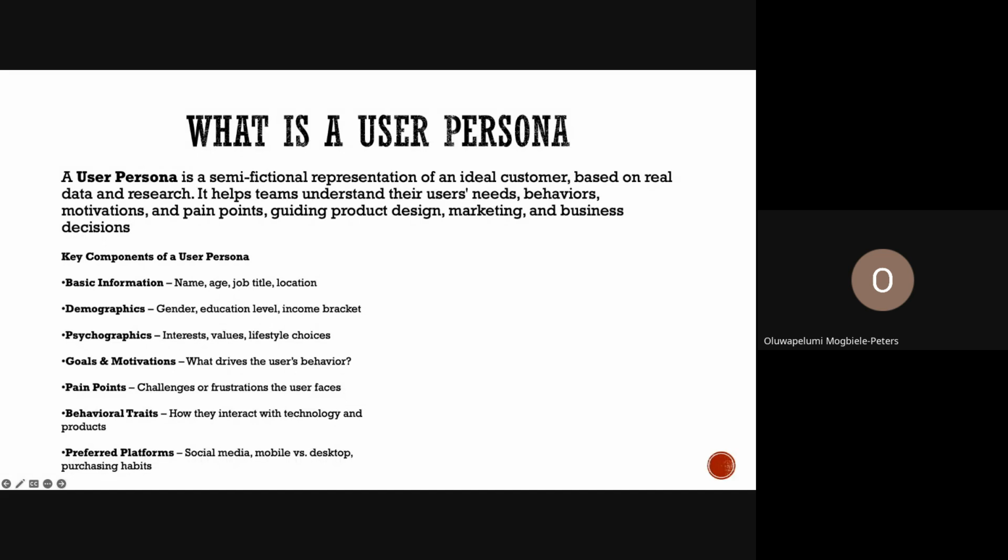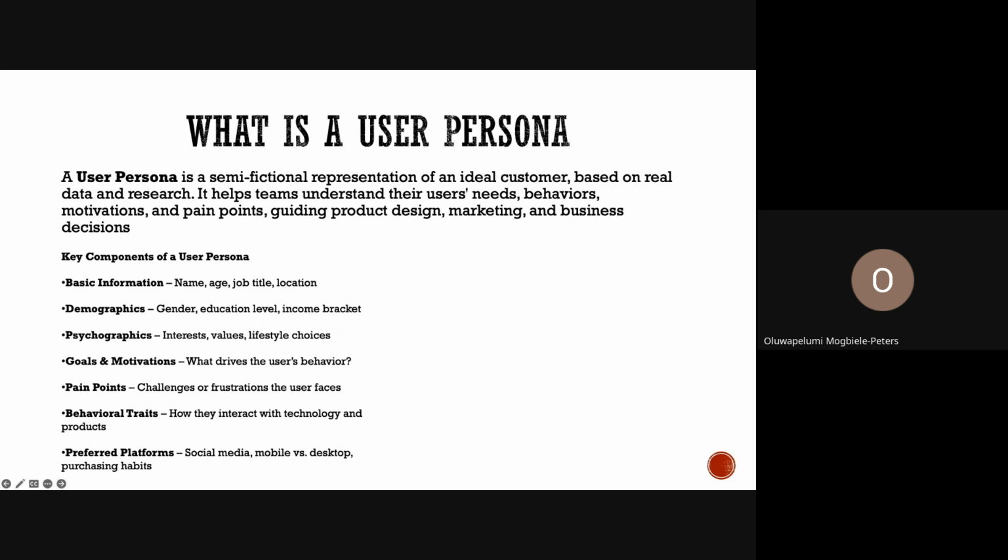Basic information: a name, fiction, age, job, title, and where is this person based? Remember our Lagos and Ibadan analogy. Demographic: what gender is this person? What's the education level? What's the income bracket? How much does he earn?